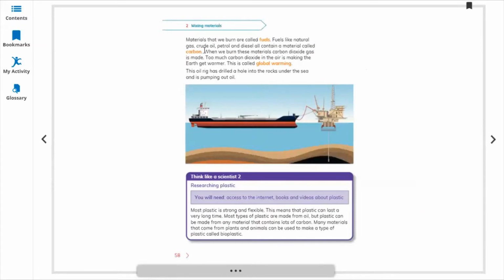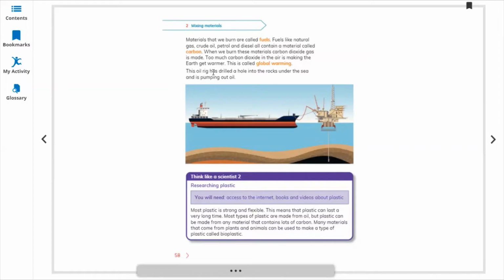Materials that we burn are called fuels. Fuels like natural gas, crude oil, petrol, and diesel all contain a material called carbon. When we burn these materials, carbon dioxide gas is made. Too much carbon dioxide in the air makes the earth get warmer. Because of carbon dioxide, our air is not clean and gets warmer. This is called global warming, which is harmful for us also.